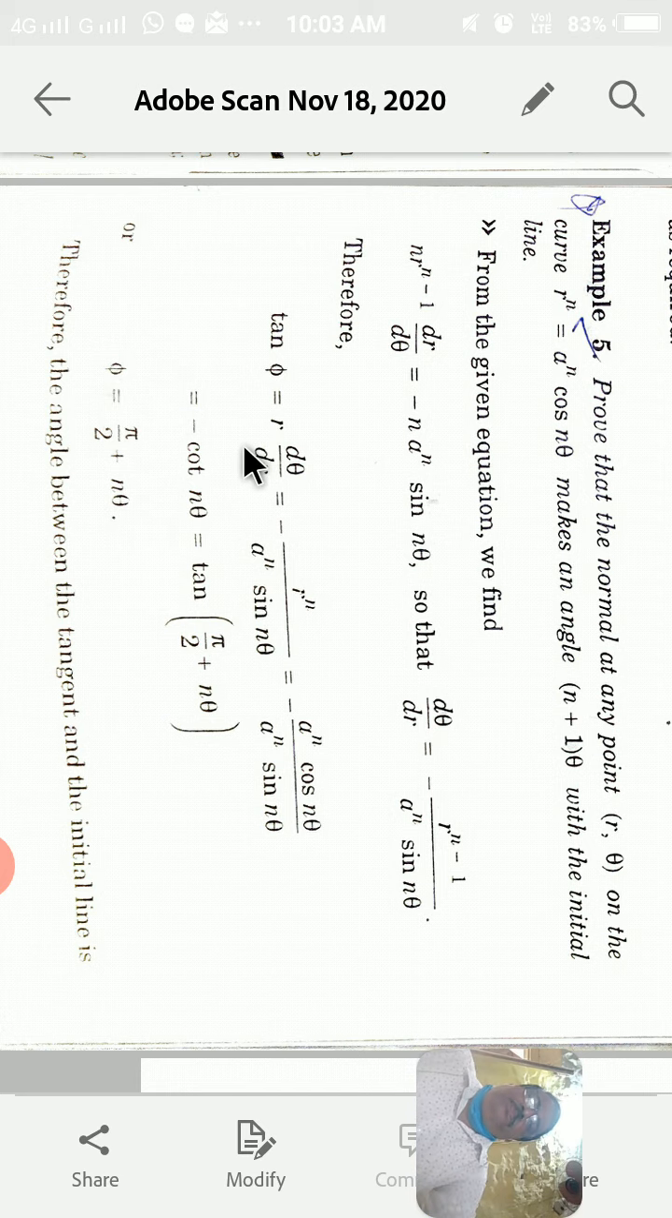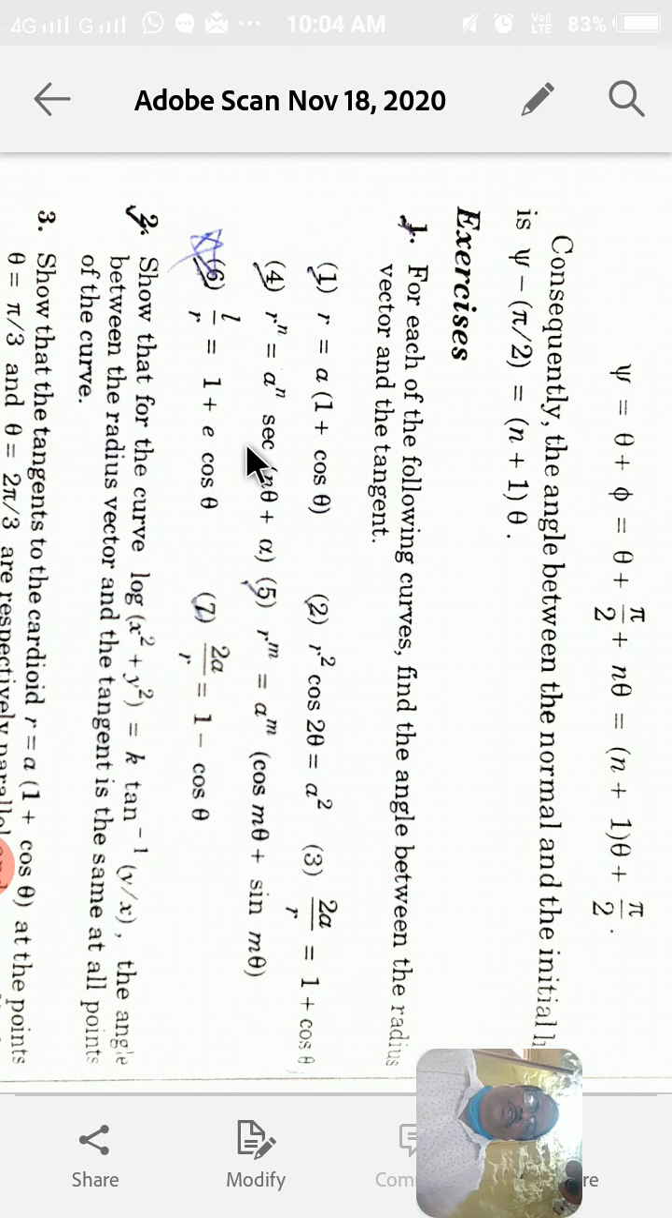Then psi is equal to theta plus phi, substitute here and you will again get n plus 1 into theta plus pi by 2. So the angle between the normal and the initial line is psi minus pi by 2. Already we have determined psi, and subtracting pi by 2 from this gives n plus 1 into theta.